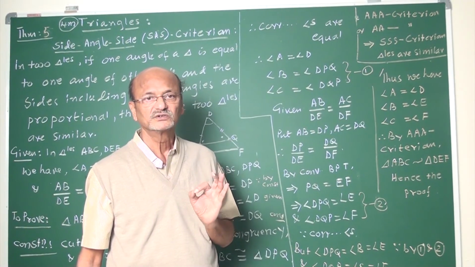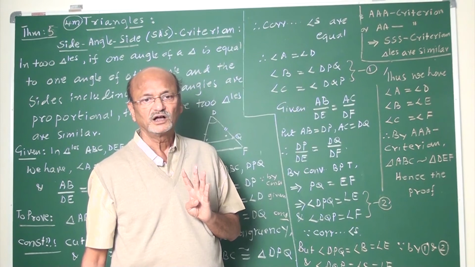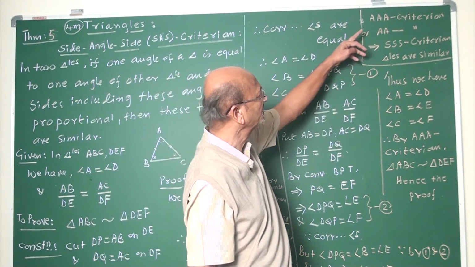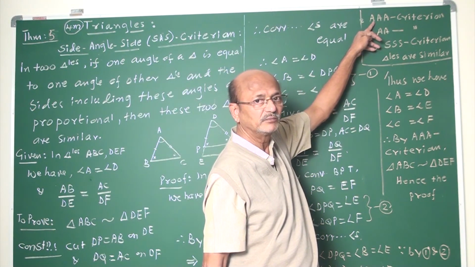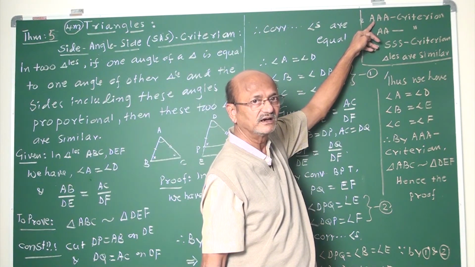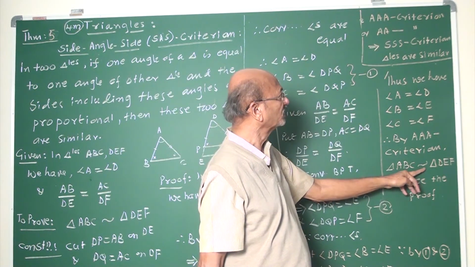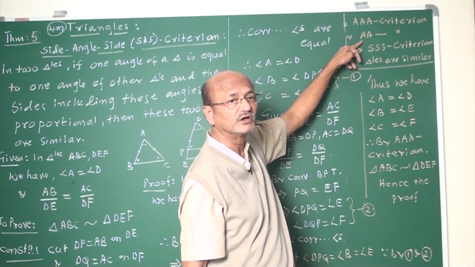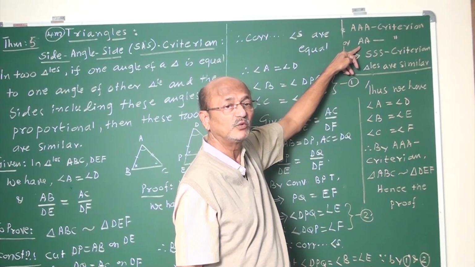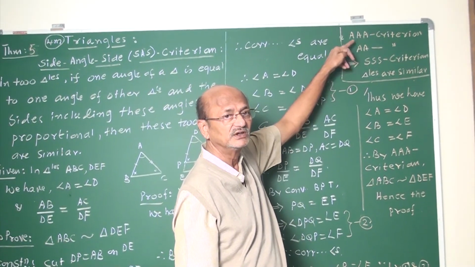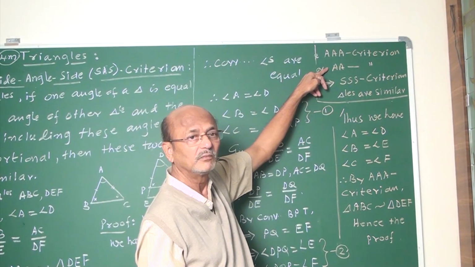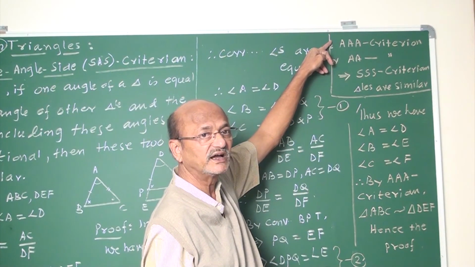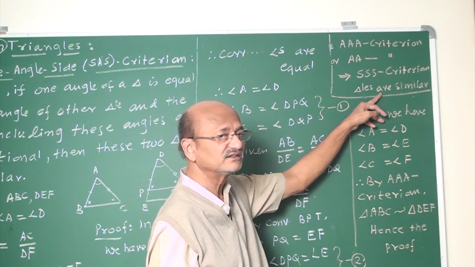Thus, my friends, I have done how many theorems? Three theorems. First is the triple A criterion, which implies triangles are similar. Then this triple A criterion gives the double A criterion by making use of the fact that the sum of three angles in a triangle is 180 degrees. If two angles are equal, then since A plus B plus C is 180 degrees, all the three angles are equal. Hence triangles are similar.